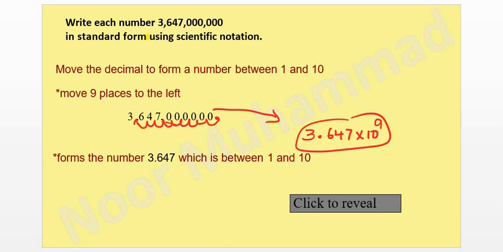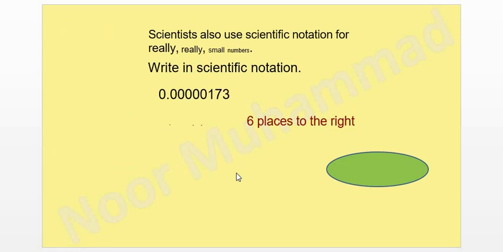Clear? Let's solve some more questions now, and I want you to solve those on your own. Okay, again this is another example, where the decimal has to be moved. They want me to change this into scientific notation, or you can say the standard form. So how can we change it into standard form? Where does this decimal have to go?